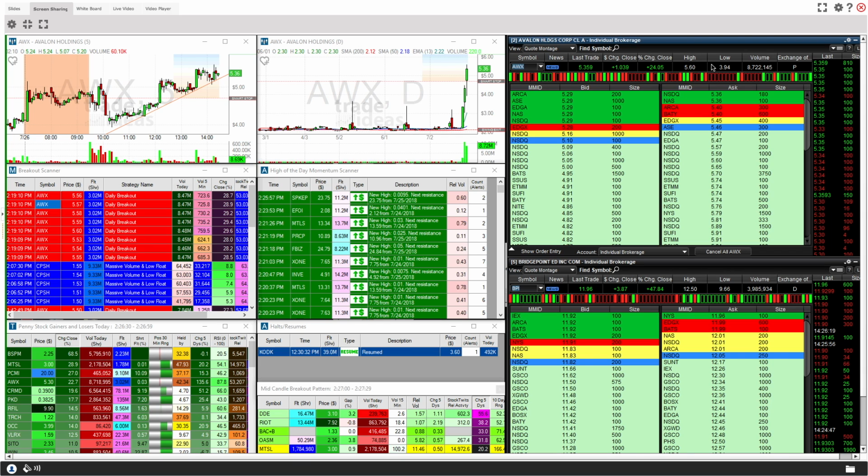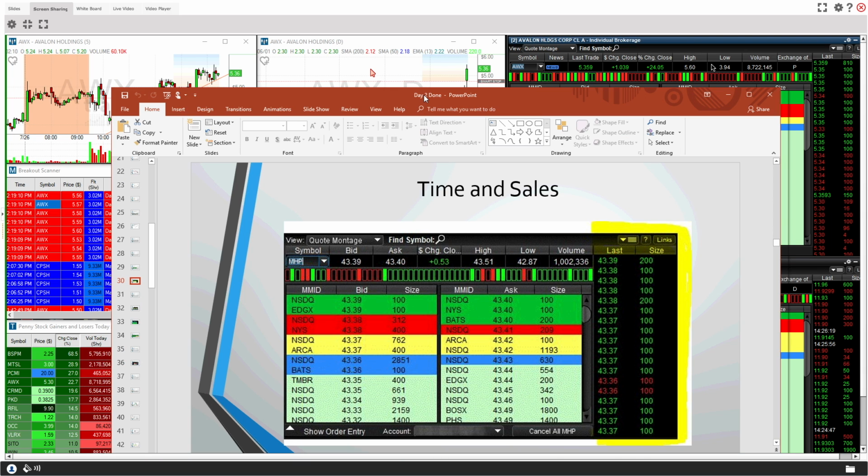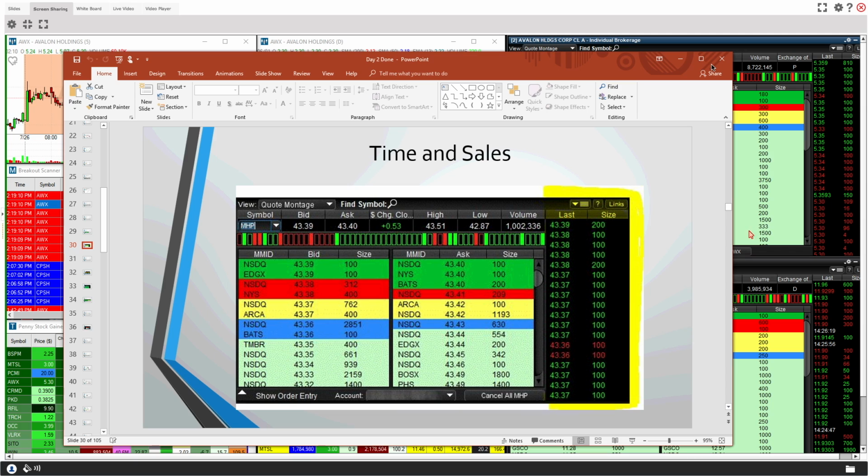So when I'm looking at a play on the long side to get in, I'm looking at the time and sales. I don't really care what the numbers are right here. I just want to see it moving. That's what I want. I want it looking crazy.